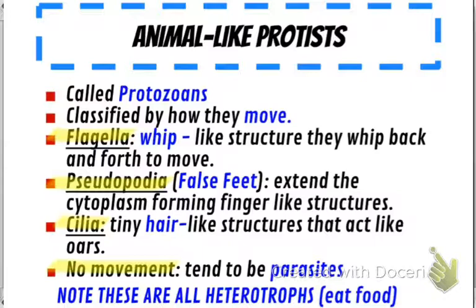Now, the one thing you do want to know is that all of the animal-like protists are considered heterotrophs, and what that means is that they're going to have to go out and eat their food. As we saw with our amoeba when we looked at cell transport, it extended those false feet, wrapped around some food, and digested it in such a way that it was able to eat it. So let's take some pictures and look at what they look like.